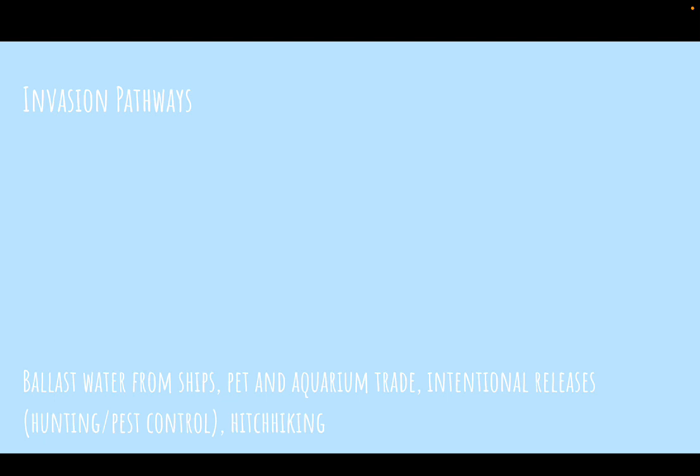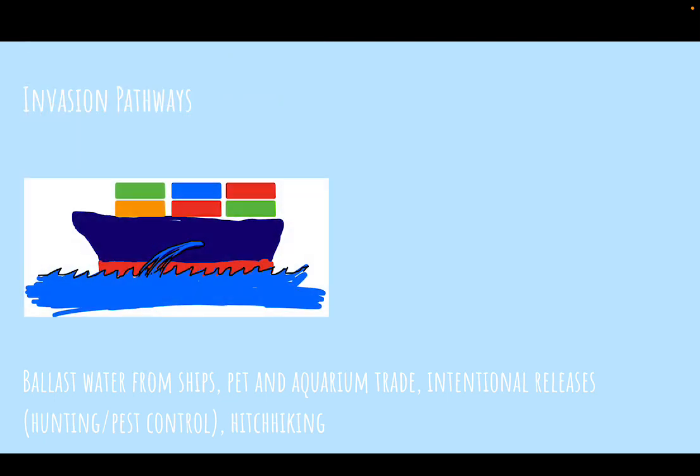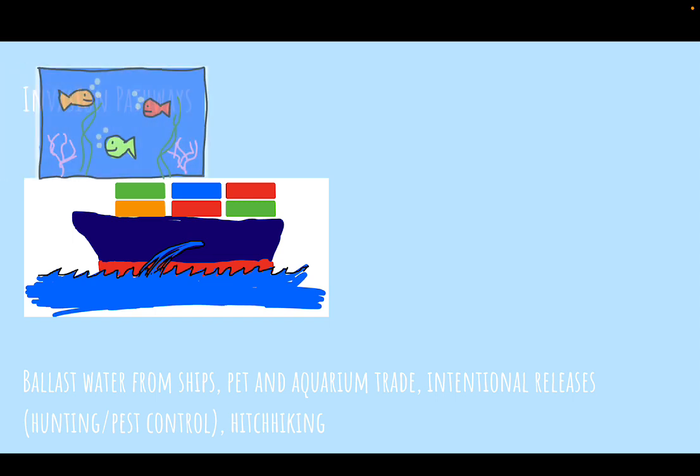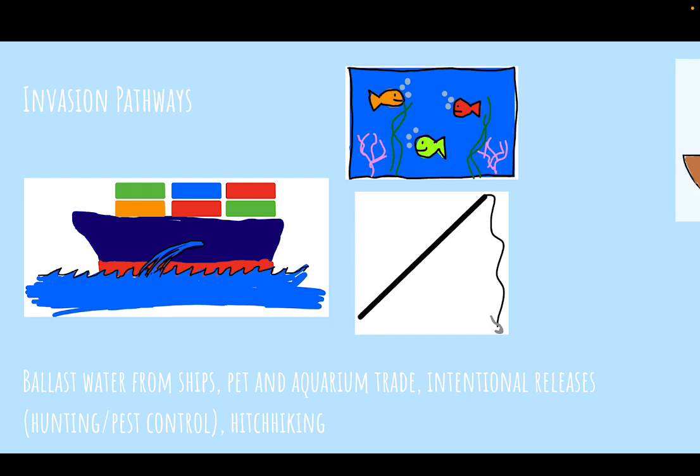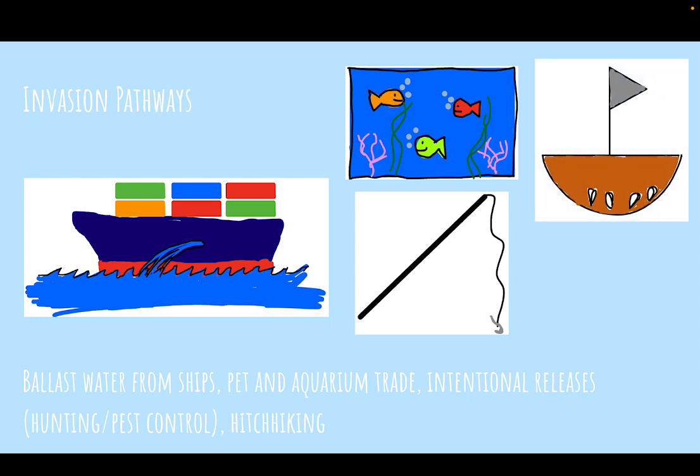So, how do invasive species spread? Most species don't swim across oceans by themselves. Humans move them. Ballast water from ships, ornamental plants, escaped pets, aquarium and pet trade, and organisms can hitchhike on boats and be carried into new continents and habitats. Sometimes invasive species are released on purpose for pest control purposes.